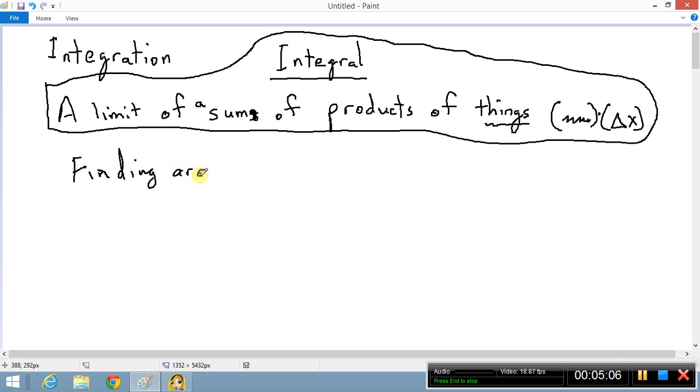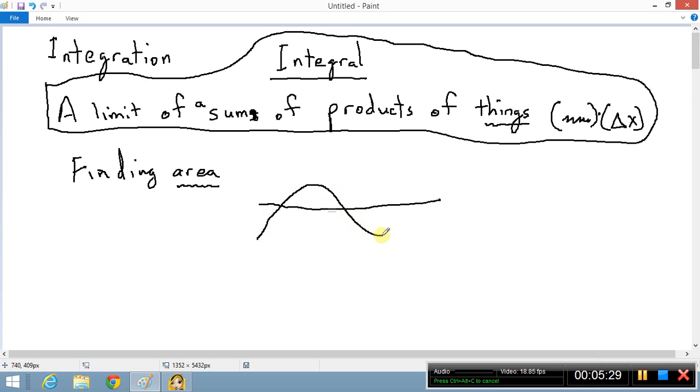Finding the area of some kind of a region. And area is going to be looked at in kind of general terms. What I mean by that is, many of you have heard this phrase, I want to know what the area under the curve is, but that's not exactly what we're going to be doing.